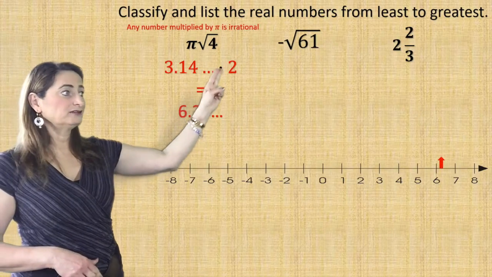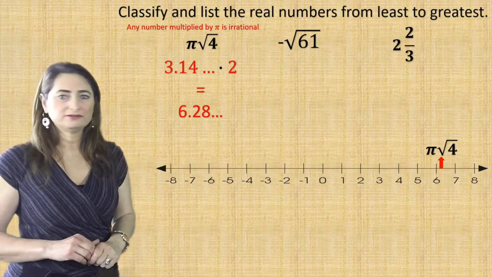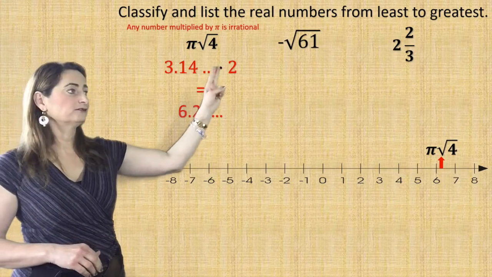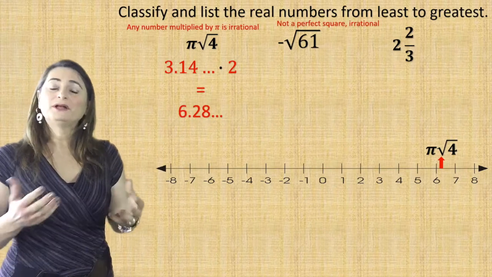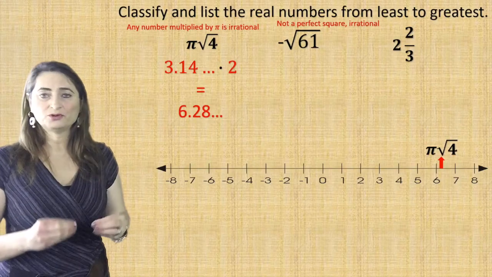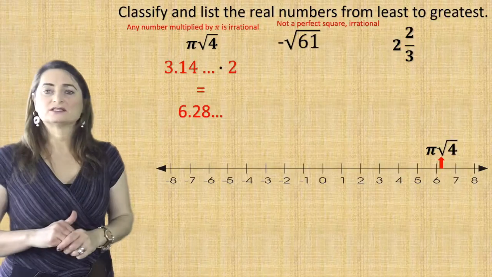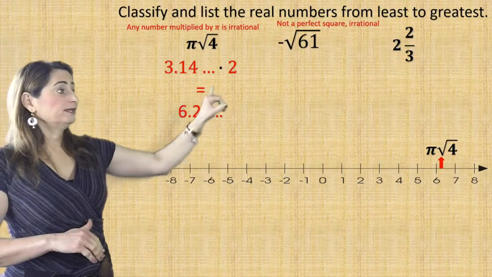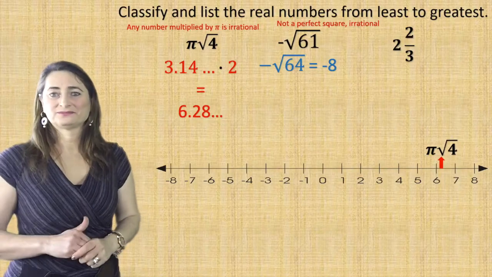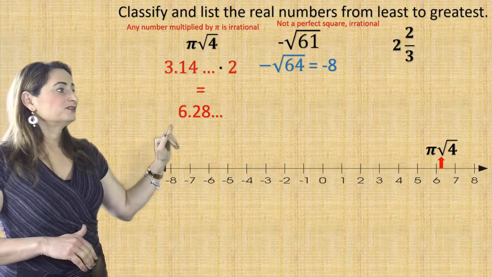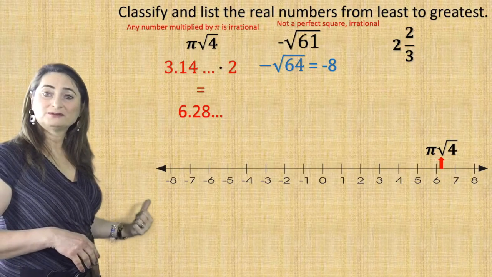Now I need negative square root of 61. I know 61 is not a perfect square. Therefore, negative square root of 61 is an irrational number. But how do I evaluate this to put it on the number line? The closest perfect square is 64. So the negative square root of 64 equals negative 8. So approximately, it's going to be close to negative 8 on the number line.